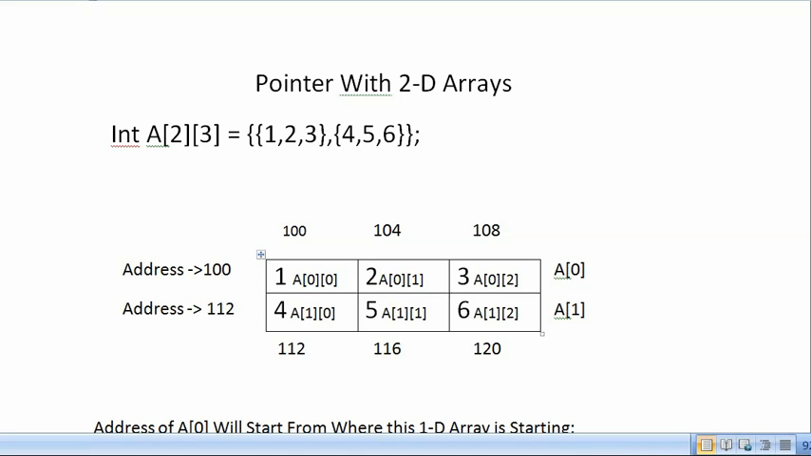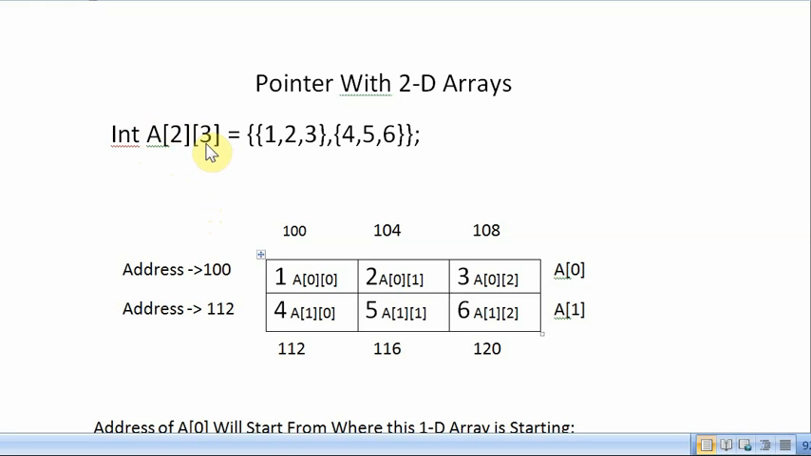Hello guys, in this video we will look at pointers with two-dimensional arrays. So this is only a basic conceptual video. Now look, I have created a two-dimensional array like this. int a[2][3] means there are a total of 2 rows in this array and a total of 3 columns in each row.